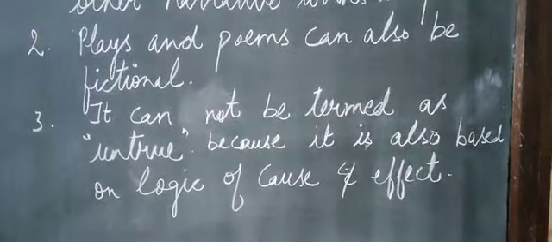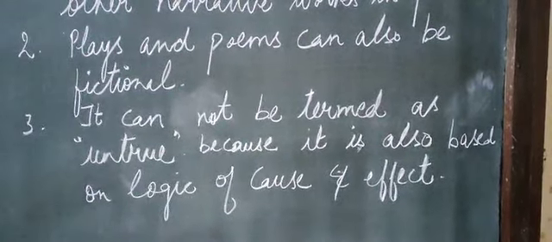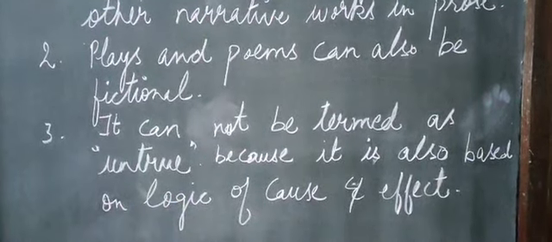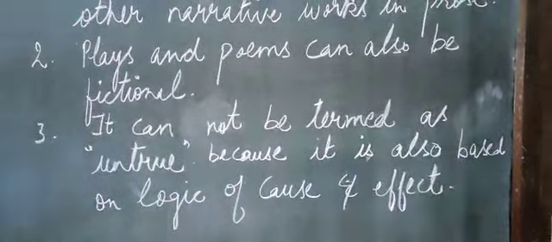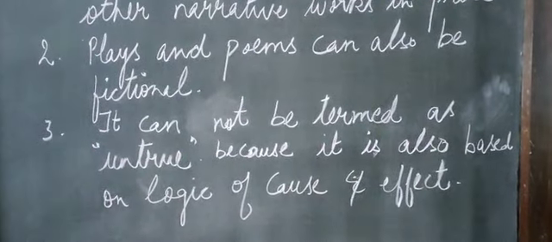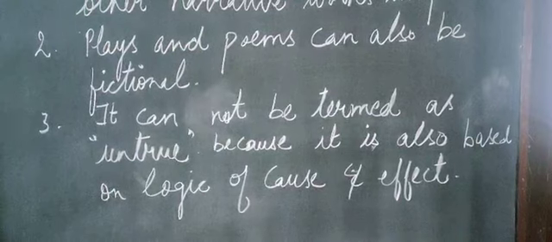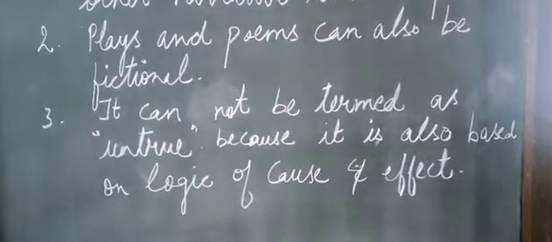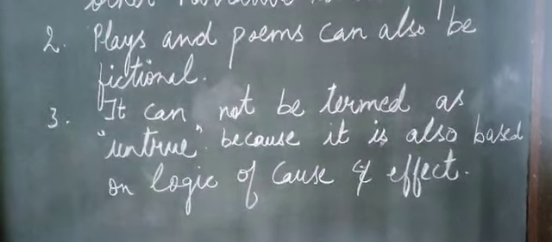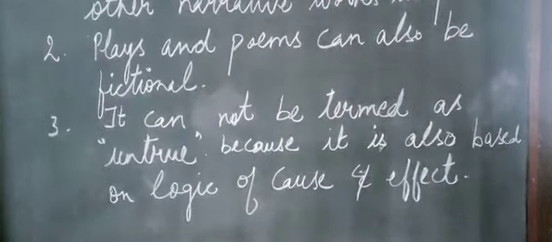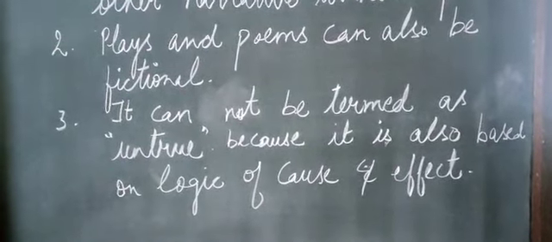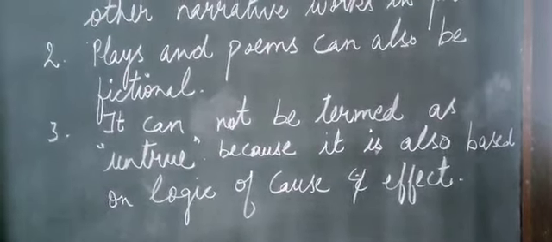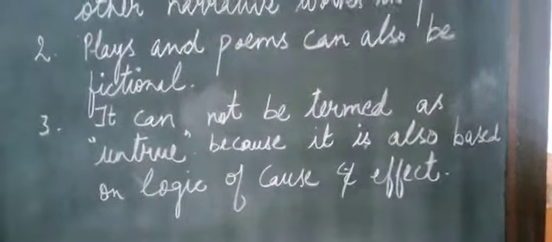Then it cannot be termed as untrue because it is also based on the logic of cause and effect. So you just cannot say that a thing which does not exist in the external world is untrue, because even if it does not exist in the external world, it is based on some logic of cause and effect. So whatever the writer writes in fiction, it may or may not be there in the actual world, but the writer justifies whatever he writes on the basis of some cause and effect.